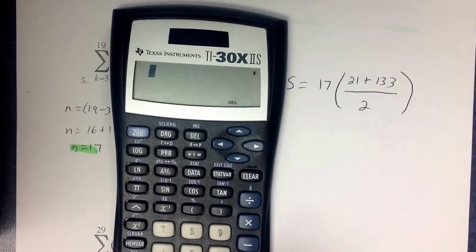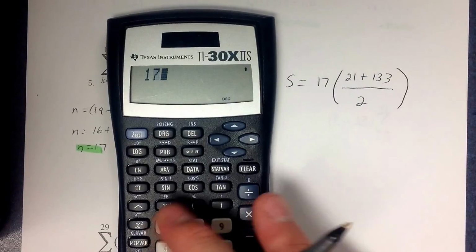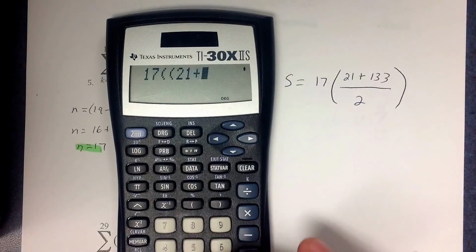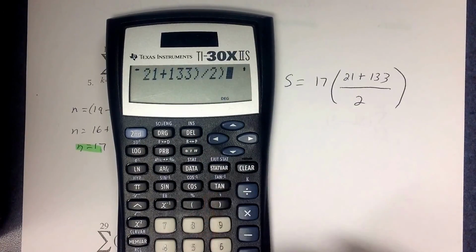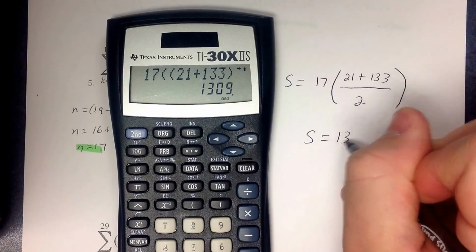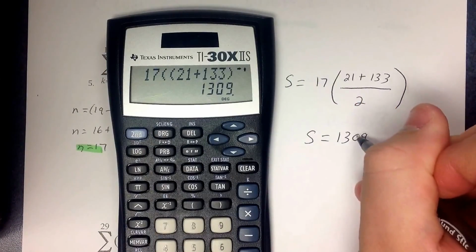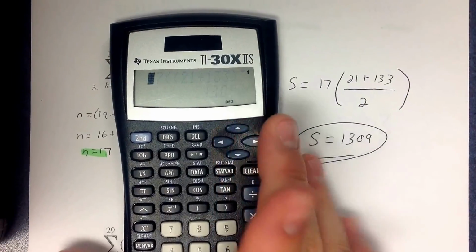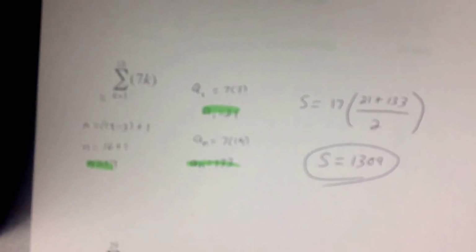So again, substituting that in a calculator, I'd have 17 times, again, put the 21 plus 133 in its own parentheses, divided by 2. So the sum would equal 1309. So again, hopefully this gives you a better idea of how to do these problems and you can finish the worksheet for tomorrow.